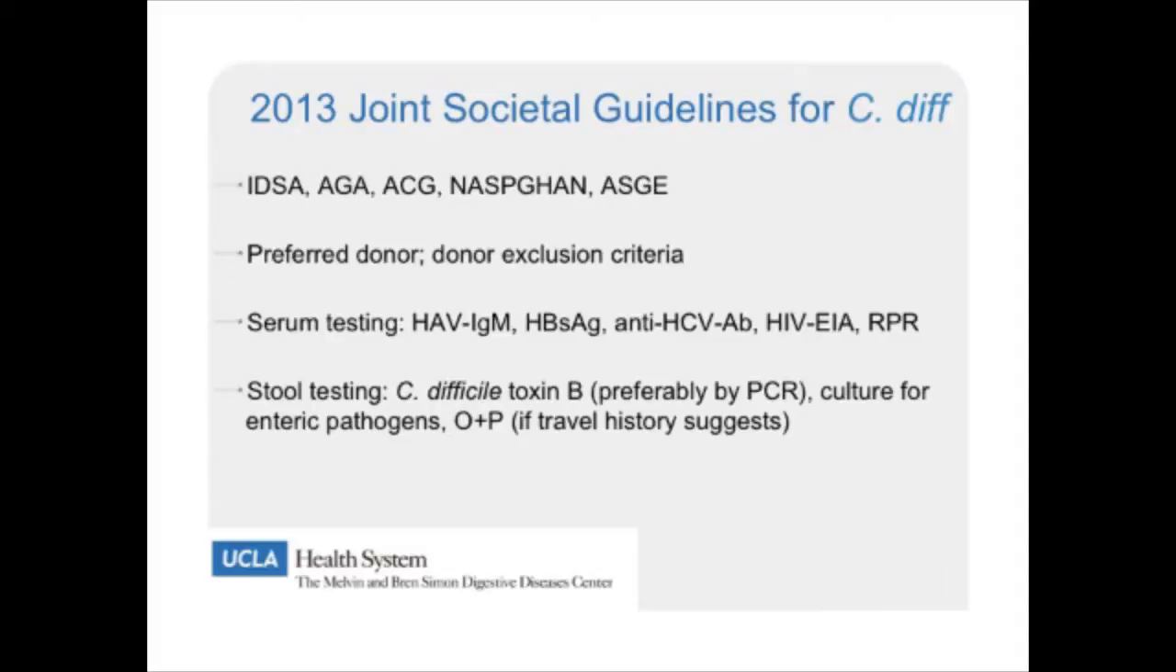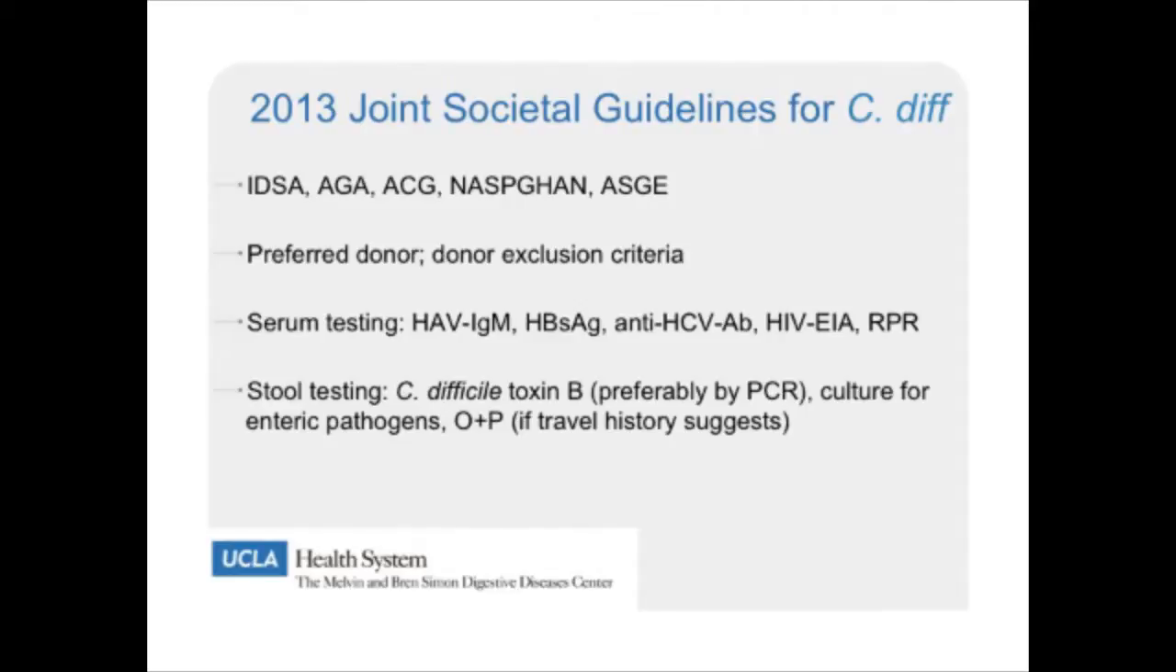So in 2013, there was a lot of talk in the literature about FMT because of the possibility of requiring an investigational new drug application. And there was a multi-society and multi-specialty set of guidelines that were published in all of the major journals, essentially identifying preferred donors and listing potential donor exclusion criteria. And I have references provided for you in the syllabus.